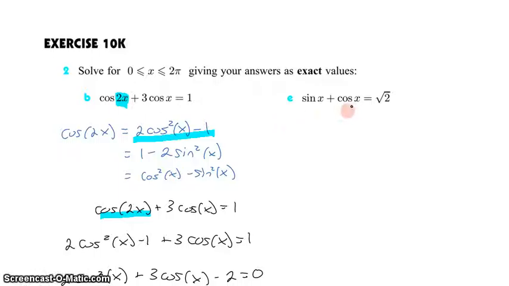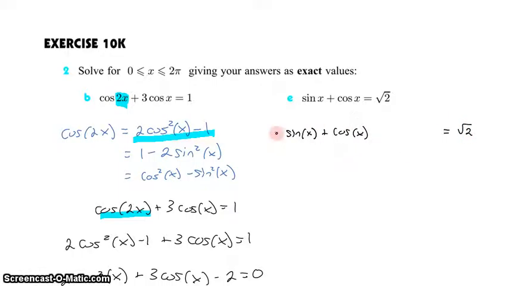Now, I have a sine plus a cosine. Wouldn't it be nice if this were sine squared and cosine squared, and then I could combine them with a nice identity? It's not, though. Why don't I try and make it sine squared and cosine squared? That's my first thought. So what I'm going to do is take sine of x plus cosine of x is equal to root 2.